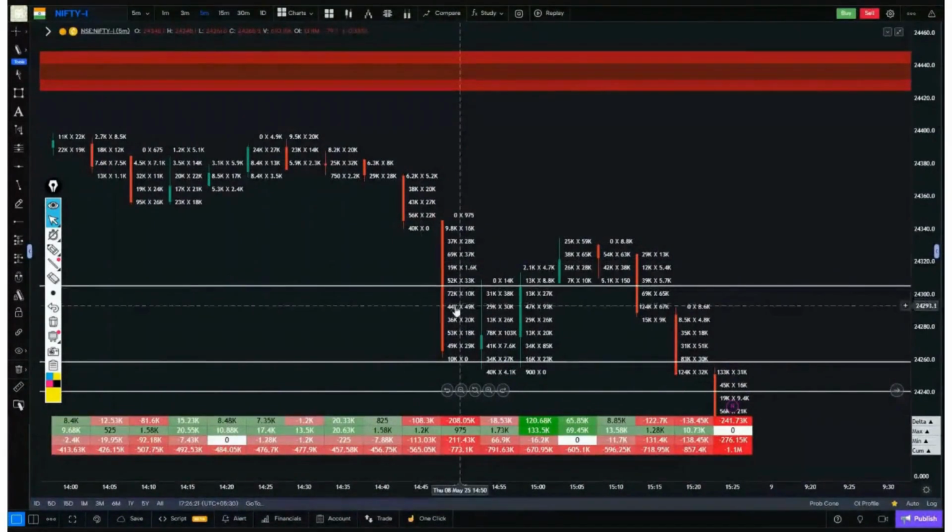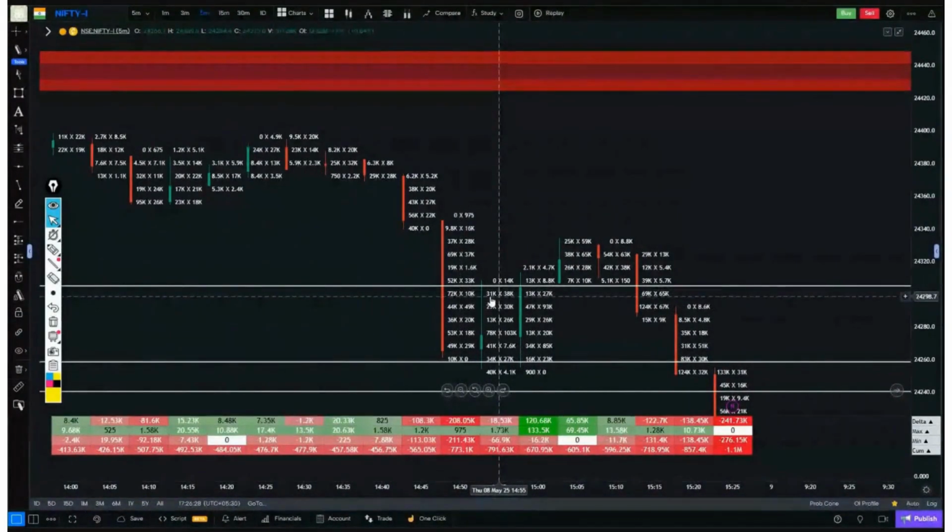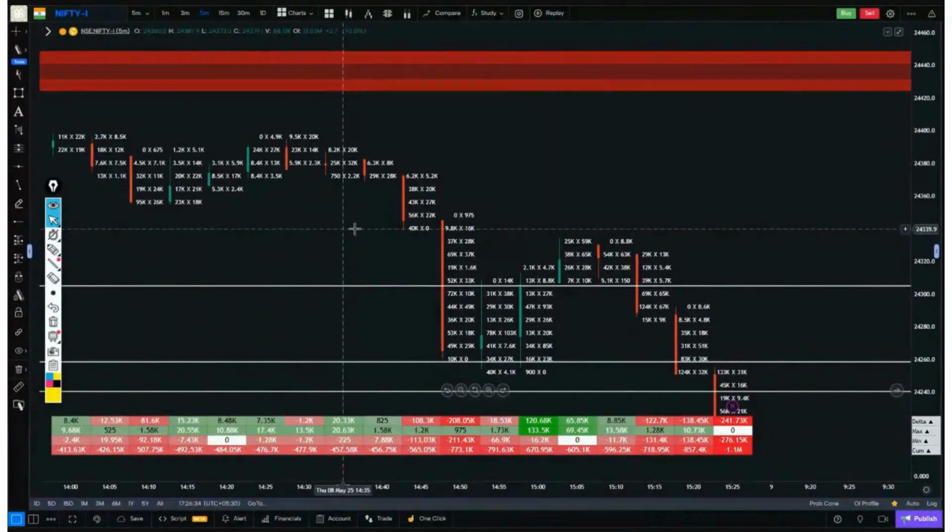Again, we saw quite a significant amount of selling, but still, the selling activity around or after 3 PM doesn't decrease much because maybe some people who are in the market all day square off their positions.